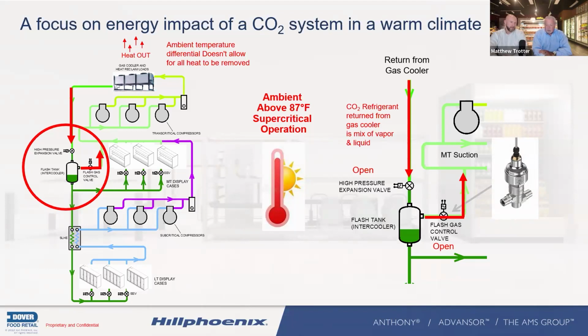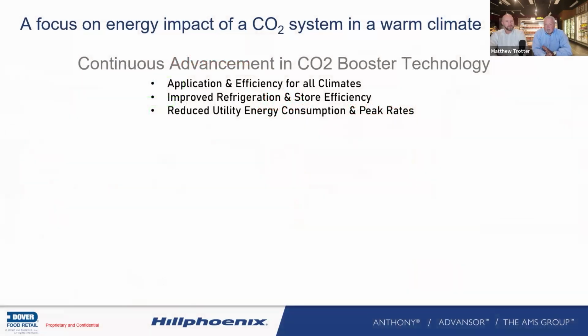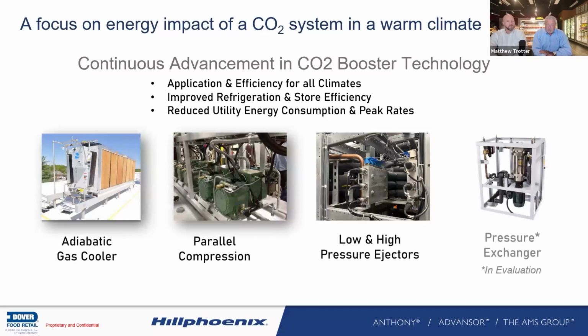So understanding that, we're still going to have that liquid refrigerant needed to do the refrigeration in the store, no matter what the ambient temperature is outside. We're just going to do it a little bit inefficiently. So we have to look at what can we look at for technologies to improve the efficiency of the refrigeration system. We can look at adiabatic gas coolers, the use of water. We can also look at parallel compression. There are ejectors, a couple of different kinds. There's a low pressure ejector as well as a high pressure ejector. And then also some developing technology we're looking at with the pressure exchanger.